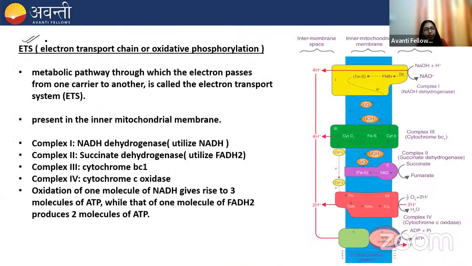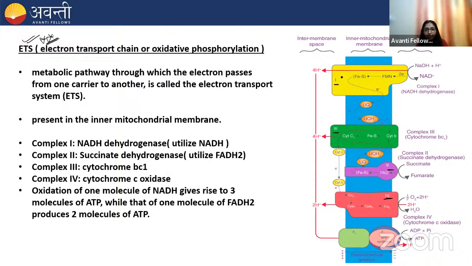Moving next is the electron transport chain. Very important. The electron transport chain takes place in the inner membrane of mitochondria, and there are 4 complexes involved: complex 1, complex 2, complex 3, and complex 4. And this is ATP synthase. Sometimes we also call ATP synthase complex 5.